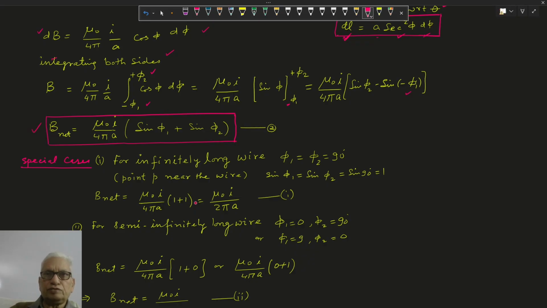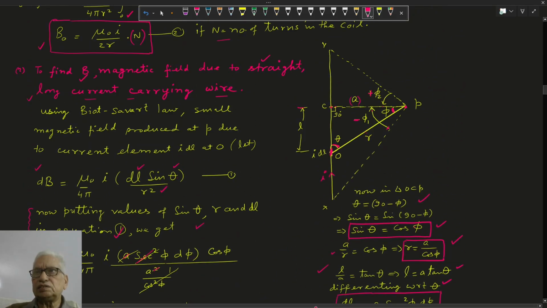So this way the formula for the net magnetic field will be mu naught I upon 4 pi A times sin phi 1 plus sin phi 2, given by equation 2. There are special cases when the wire is very long, an infinitely long wire. For an infinitely long wire, these angles phi 1 and phi 2 will become larger and larger.